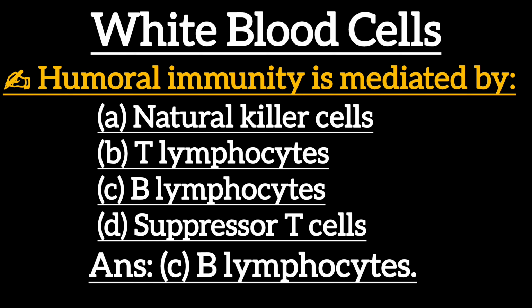Next one is humoral immunity is mediated by option A, natural killer cells. Option B, T lymphocytes. Option C, B lymphocytes. Option D, suppressor T cells. Correct answer is option C, B lymphocytes.